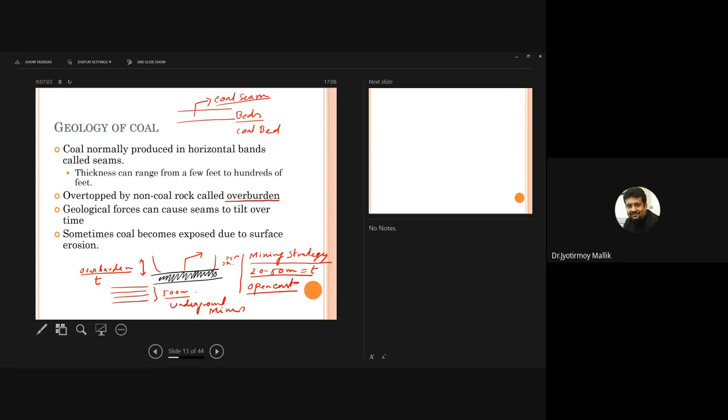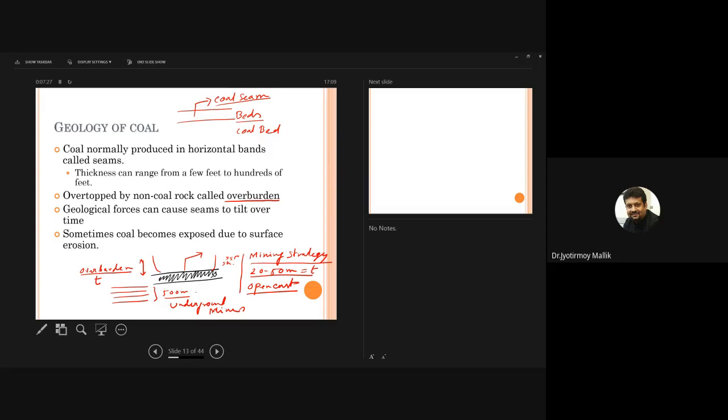So geological forces can cause coal seams to tilt over time. Ideally, like any sedimentary rock, coal seams also get deposited as horizontal beds or horizontal seams, and then due to deformation, they might get tilted, faulted, folded, whatnot. Okay? It might get deformed.